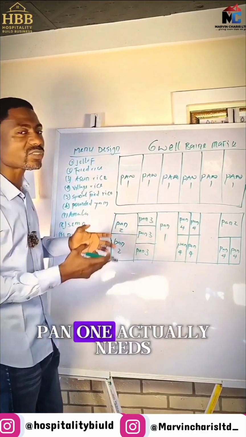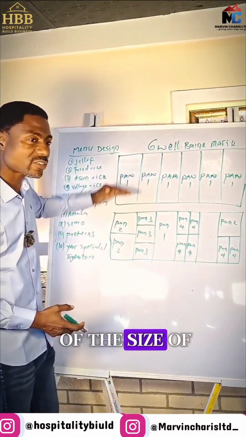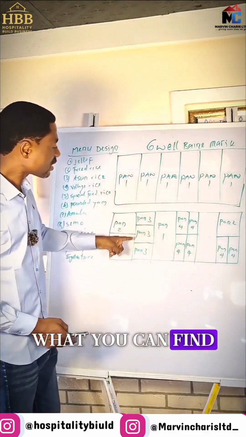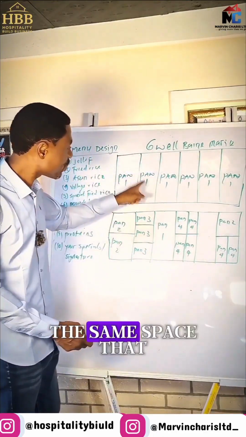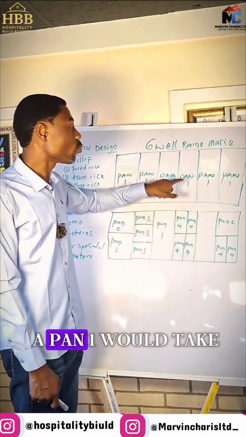If you come down here, in the end, you discover that even the jollof rice that you want to sell does not need a pan 1, actually needs a pan 2. You can use a pan 2. So a pan 2 will simply be half of the size of a pan 1. 2 of it will stay in the same space that a pan 1 would have taken. What you can find here is that 3 of a pan 3 will sit in the same space that a pan 1 would take. 4 would stay in the same space that a pan 1 would take.